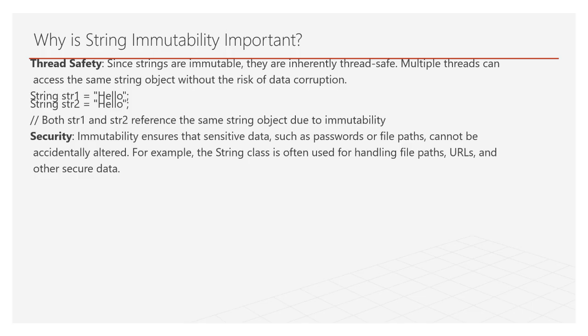Now, from a security perspective, immutability ensures that sensitive data, such as passwords or important file paths, cannot be accidentally altered or modified. The string class is often used for handling file paths, URLs and other security data. That's the reason it is important.